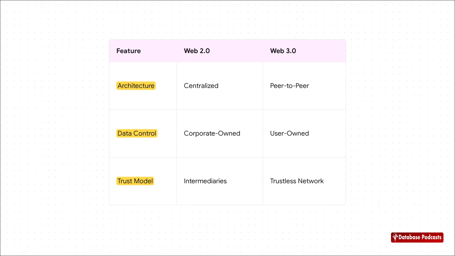When you put them side by side, the difference is just staggering. Web 2.0, everything connects back to a central server. Companies own the data, and we have to trust those companies to do the right thing. Web 3.0 flips that script entirely. The architecture is peer-to-peer. We, the users, own our data, and the trust model is trustless. Now, that sounds a little weird, I know, but all it means is that trust is baked right into the network's code, so you don't need to rely on some big, fallible company anymore.